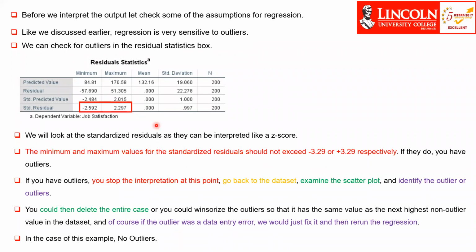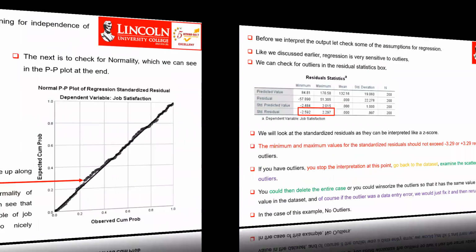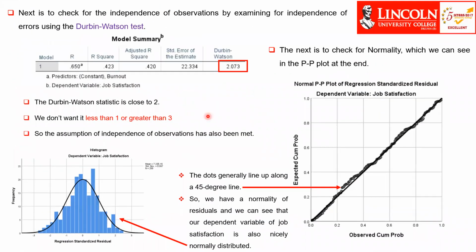So here we don't have any outlier from this result. We have already checked the first assumption for regression. Okay? Now, next is to check the independence of observations.